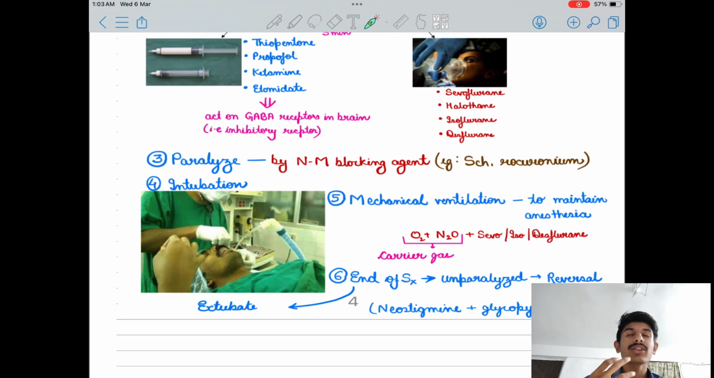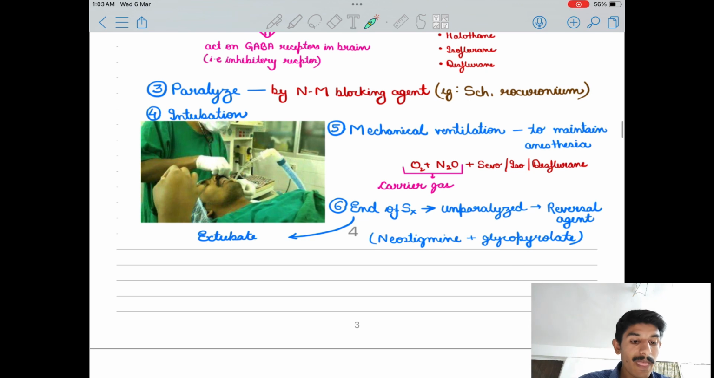Okay, so to maintain anesthesia: once I give you the anesthesia by your vein, now you are unconscious, but after some time you can awake during the operation, so I have to maintain your anesthesia throughout the operation. So what I will do, I will give oxygen plus nitrous oxide, and there will be some anesthetic agent with it like isoflurane or sevoflurane or desflurane. These are the gases which will carry the anesthetic agent in your lungs. From the lungs it will go to your periphery, and your whole body will stay in anesthesia during the operation. So after like 3 hours, your operation is finished.